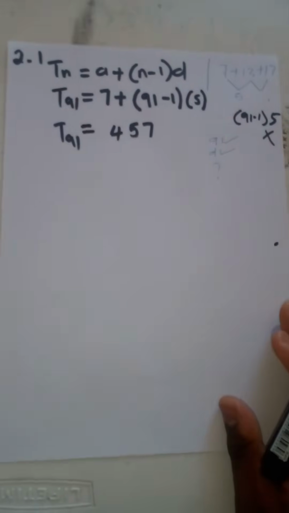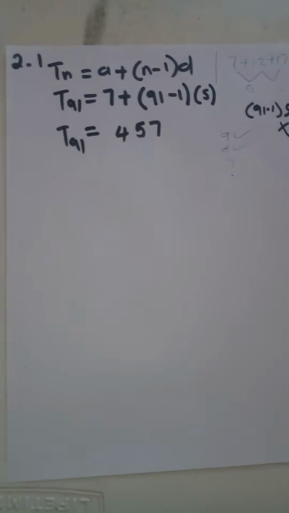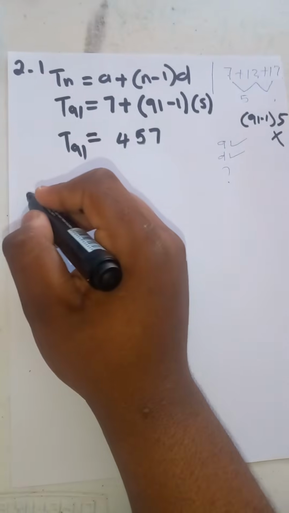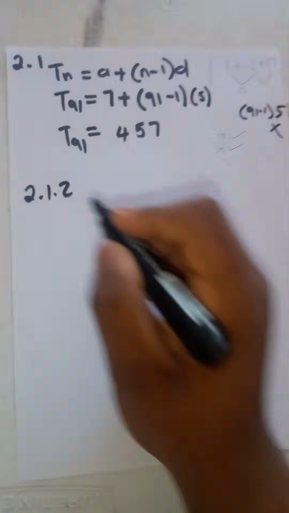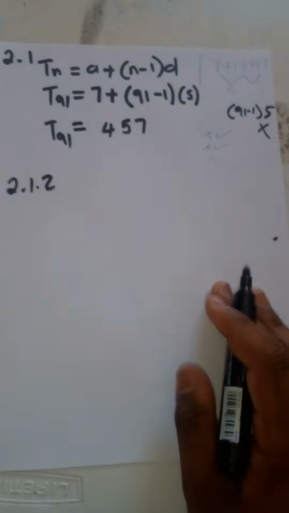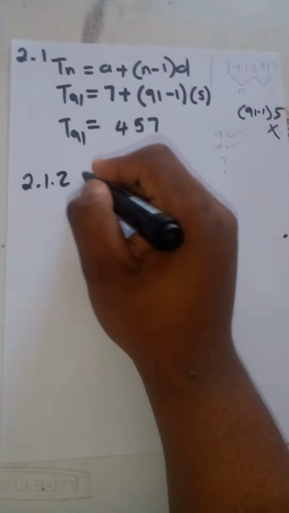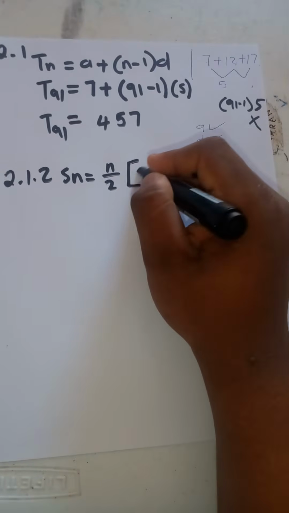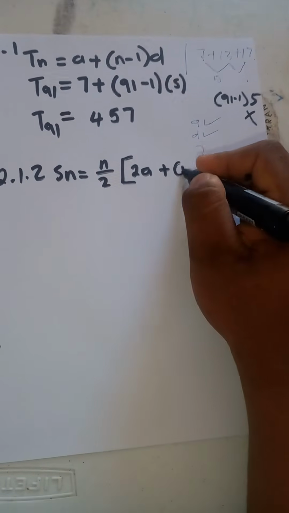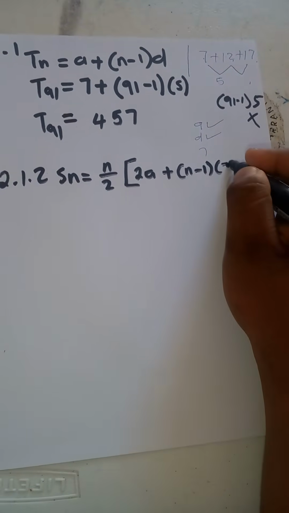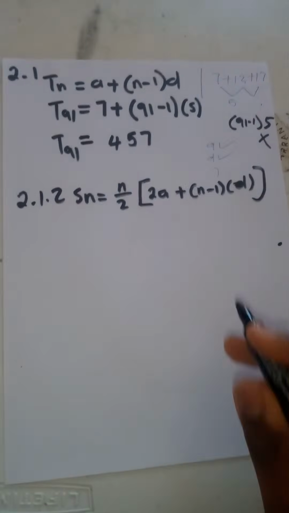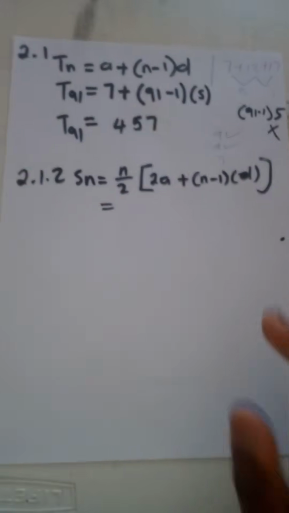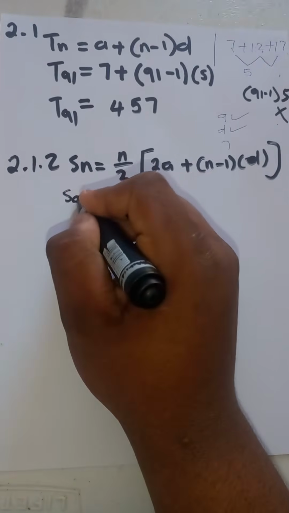So now it is that one of the sum. When it comes to the sum, you know that you have two formulas for finding the sum. So this is 2.1.2. Let's go. The first one that we all know is Sn equals n over 2, and then 2a plus n minus 1, times d. I'm going to say S91.